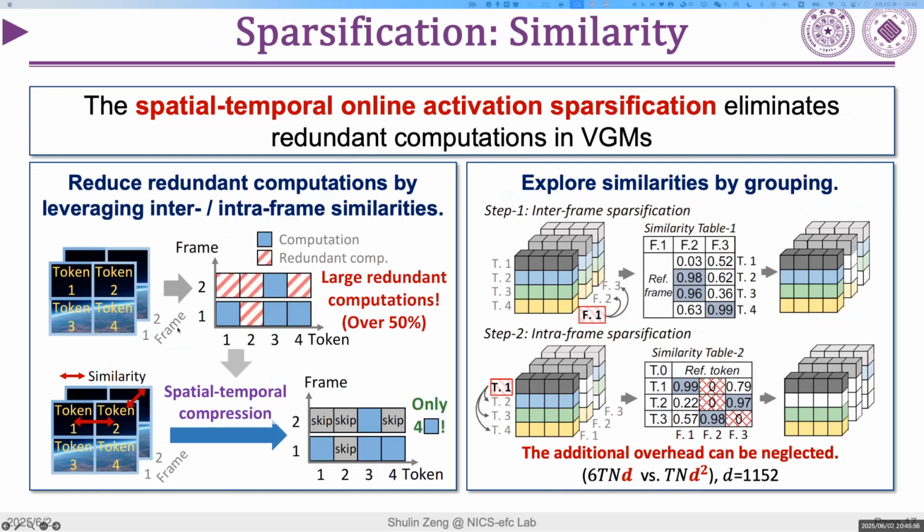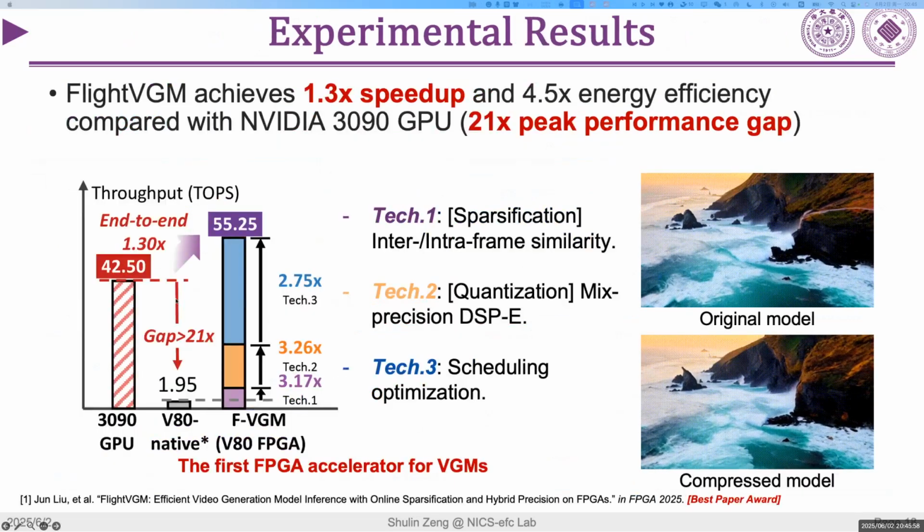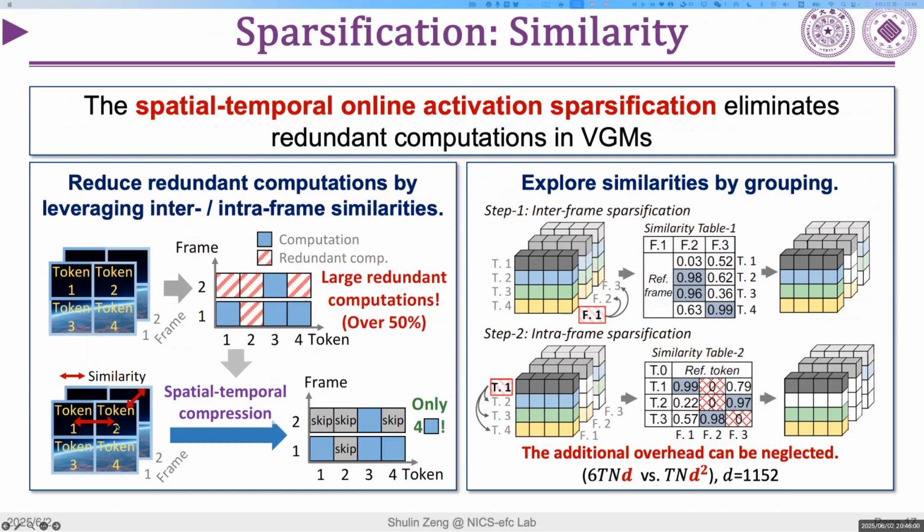The basic idea is to reduce redundant computations by leveraging inter- and intra-frame similarity. As shown here, we can see that those two tokens are quite similar, right? So we can skip those similar tokens on the fly, and we also calculate the similarity between them so that we can know which tokens and batches can be skipped.